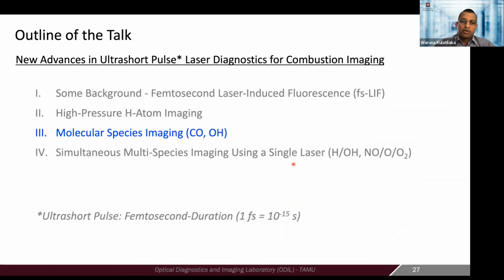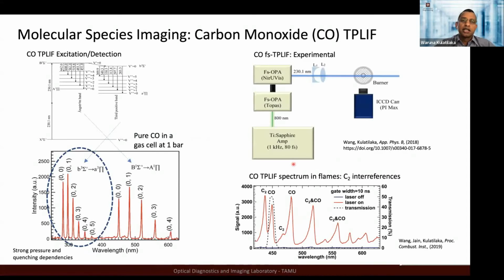Now we extend the same applications, in this case to CO and OH, carbon monoxide and OH, as two of the most important radicals for combustion research. Carbon monoxide also, as I mentioned before, has a two-photon excitation. The two-photon excitation from the ground state to the B state is at 230 nanometers, and then you can look at the fluorescence from the angstrom band.